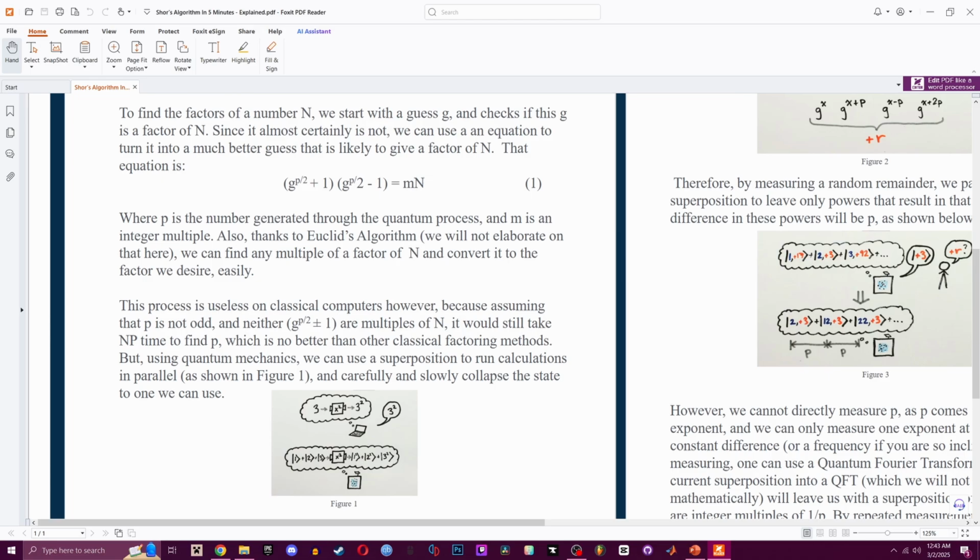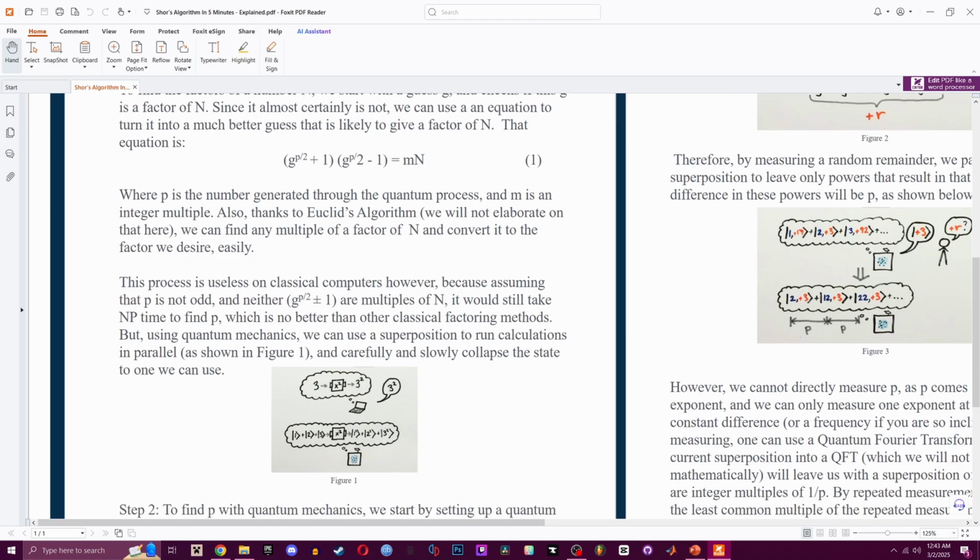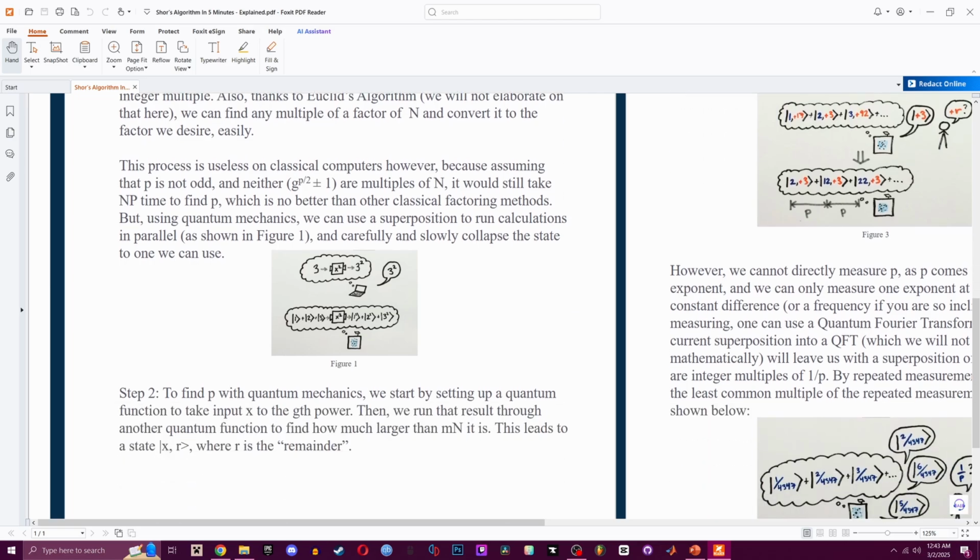But how do we get this p here, this little p exponent on the g? That's what we need Shor's algorithm for. And just really quick, thanks to an older algorithm from Euclid, we can find the greatest common divisor of two numbers, and that will allow us to take things that are integer multiples of the factors we want, and those to us will have essentially the same value as those factors. They'll be just as useful.